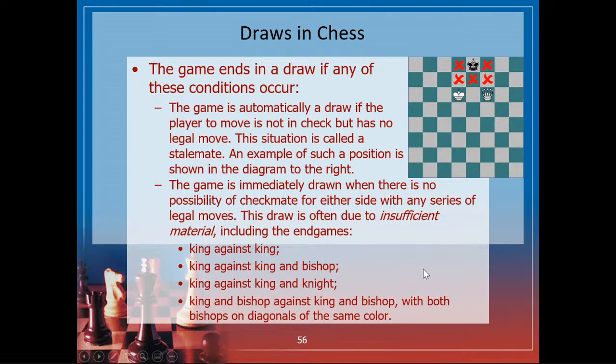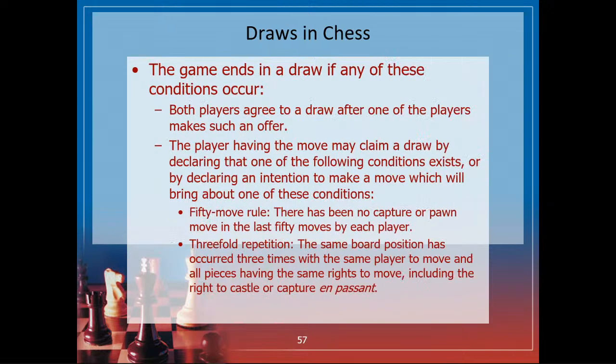Draws. The game ends in a draw if any of the conditions occur. Okay. It's king against king, king against knight and bishop. The game ends in a draw if any of these conditions occur.